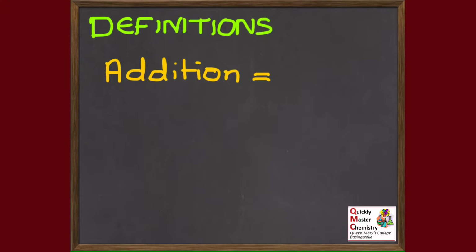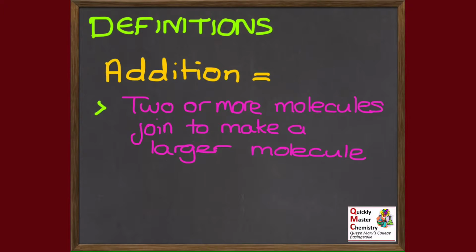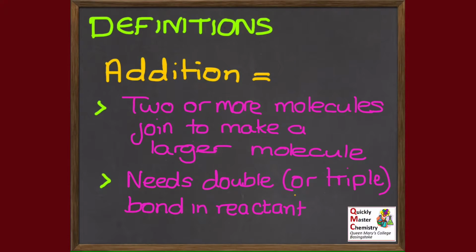We'll turn our attention now to the word that's the second part of the mechanism name that relates to the type of reaction, and consider first of all addition reaction. So what's meant by an addition reaction? The definition you need to know: 2 or more molecules join to make a larger molecule, and essentially the clue in a molecule that this is what will happen is that there'll be a double or a triple bond present.